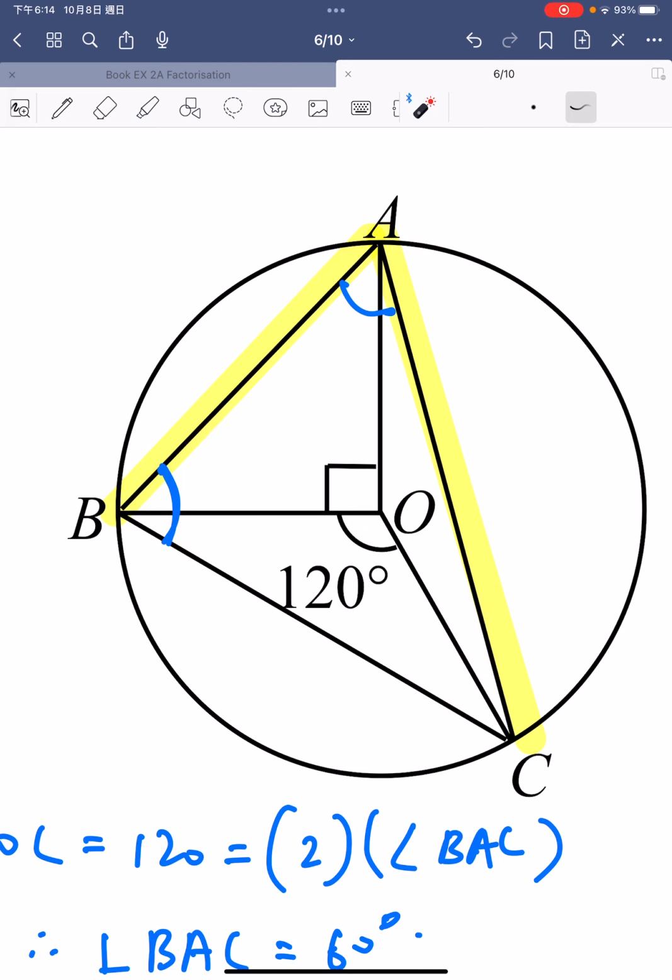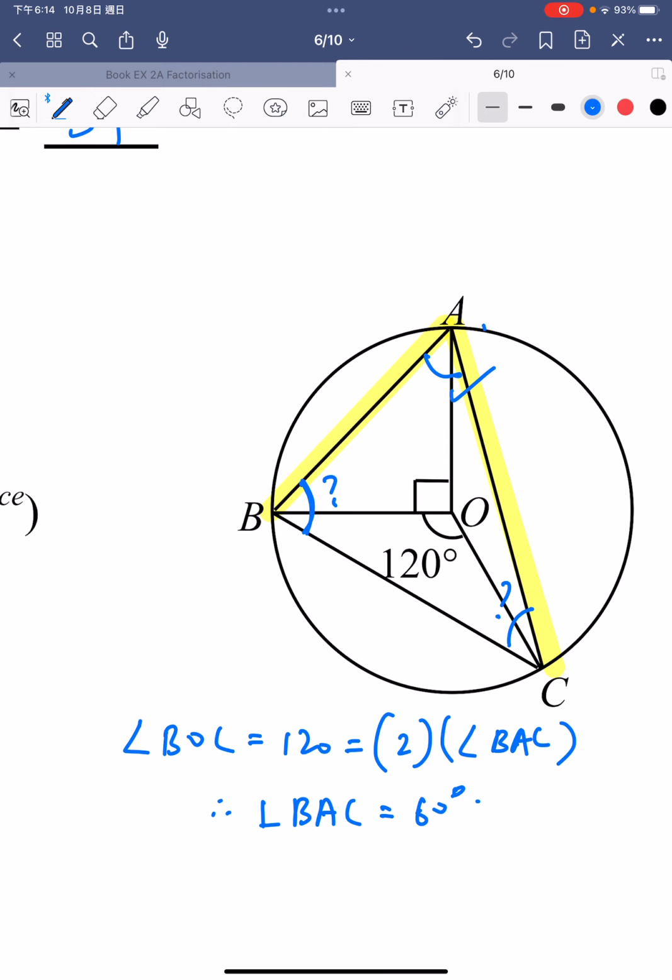What we want is this one, so we give it a question mark, and we need angle BCA as well, so we give it a question mark too. And do we have angle BAC? Yes, we calculated it in part a, which is 60 degrees. So how can we find angle BCA? If we find angle BCA, then we find the answer to this question.